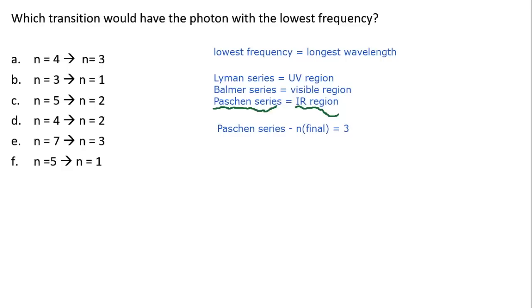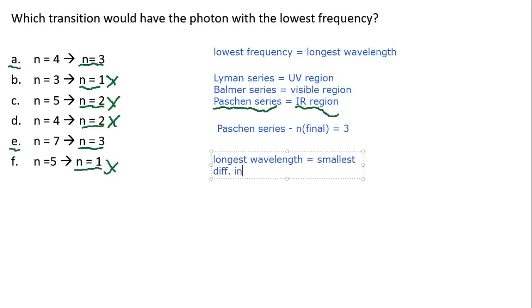So we're looking for the ones that end in N equal 3. So A ends in N equal 3, that's a Paschen series. B ends in N equal 1, that is not Paschen, so we can mark it off. C ends in N equal 2, that is not Paschen, we can mark it off. D ends in N equal 2, that is not Paschen series, we can mark it off. E ends in N equal 3, that is Paschen. And then F ends in N equal 1, that is not Paschen. So we narrowed it down to A and E. And since we're looking for the longest wavelength, it equals the smallest difference in energy levels.